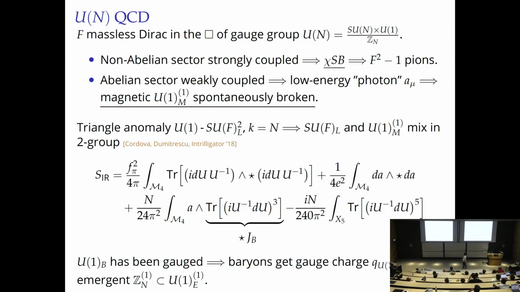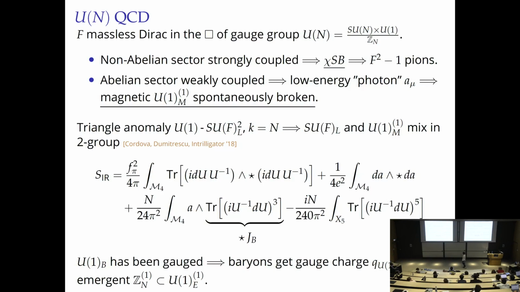Also, precisely for this reason, since the baryon number has been gauged, we expect the baryons to become not gauge invariant, of course. And indeed, you can define the baryon as disorder operators. And similarly to monopole operators in Chern-Simons theory, because of this term, which is a kind of Chern-Simons term, these baryon operators will get a gauge charge under the U(1) gauge symmetry. This gauge charge is N.